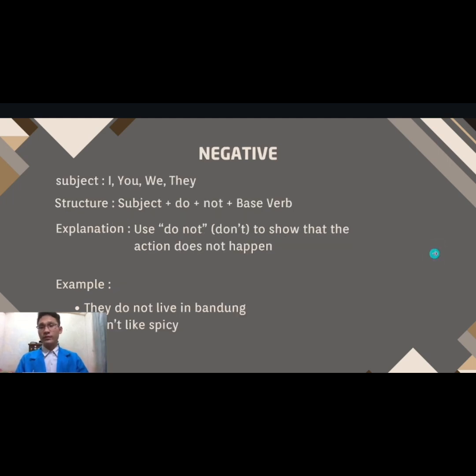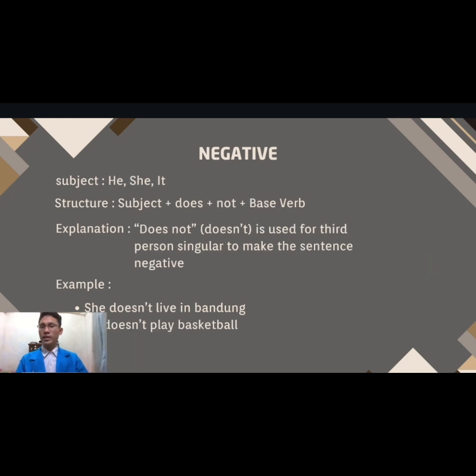For negative, subject I, you, we, they, the structure is subject plus do plus not plus base verb. The explanation is use do not or don't to show that the action does not happen. For example, they do not live in Bandung. I don't like spicy food.